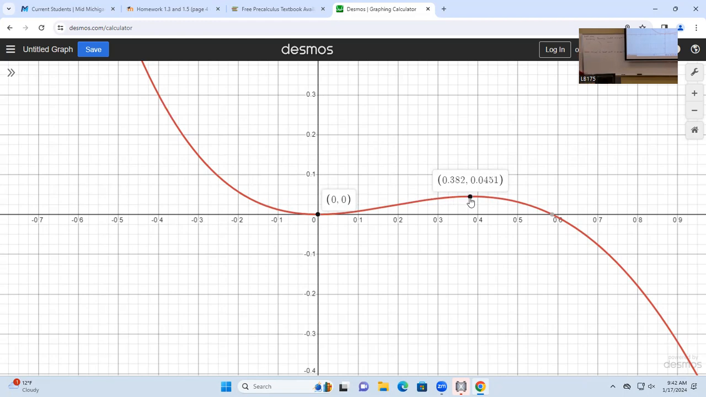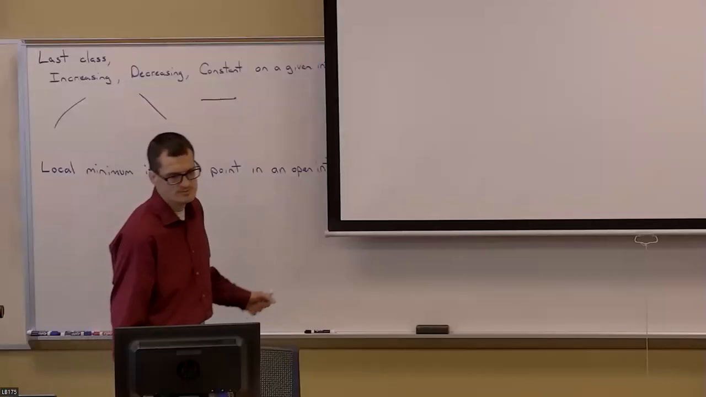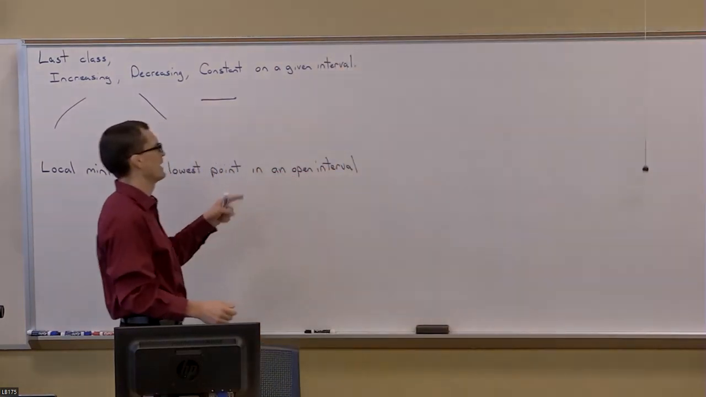And the thing I want to point out is if you have a continuous curve, the local minimums and local maximums are going to occur at places where we go from increasing to decreasing, or from decreasing to increasing. So those maximum and minimum points happen between increasing and decreasing sections. That's what it is. So a local minimum is the lowest point in an open interval.